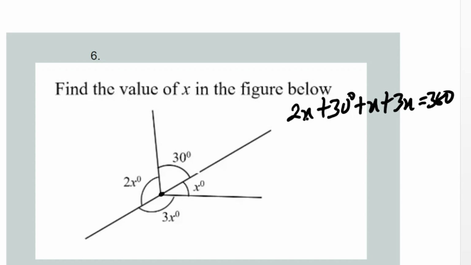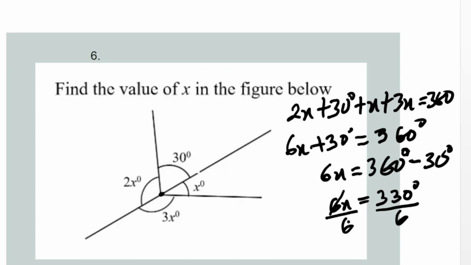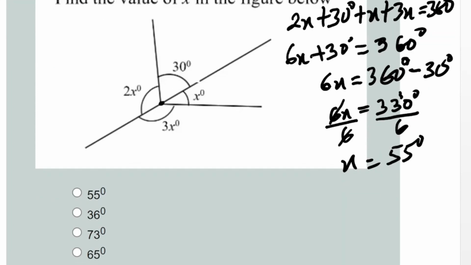So in that case, 2x plus x plus 3x gives 6x plus 30 degrees equals 360 degrees. So we collect like terms here. That's 6x equals 360 degrees minus 30 degrees. So that is 6x equals 330 degrees. So divide both sides by 6. All right, so we cancel 6. So x is 55 degrees. So the answer is 55 degrees here. I hope this is clear.